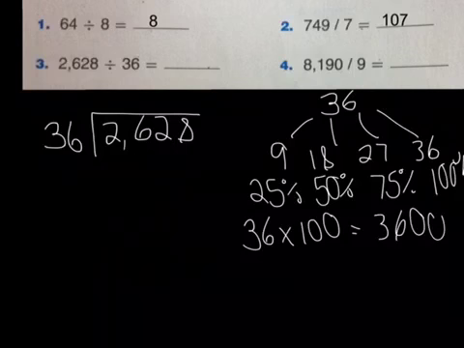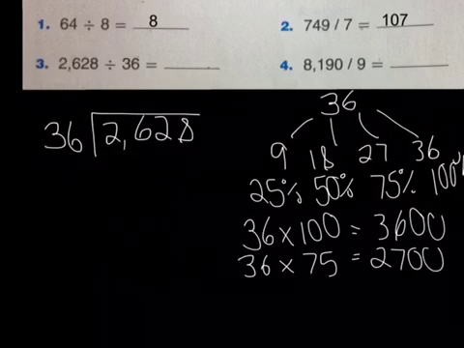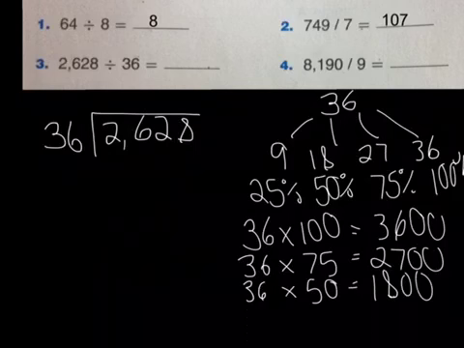If I multiply 36 times 75, I'm going to get the number 2,700, which is actually pretty close to what I'm looking for. You see it? If I multiply 36 times 50, I'm going to get the number 1,800, which is right here. I don't know if you're following the pattern, but here's the 18,500. The 27 is 2,700.